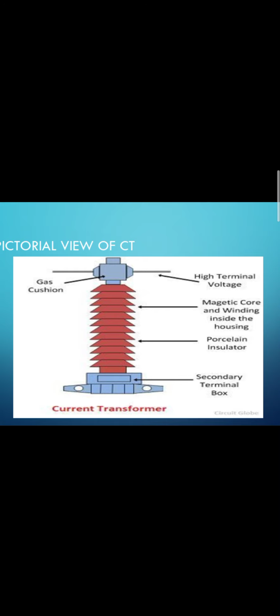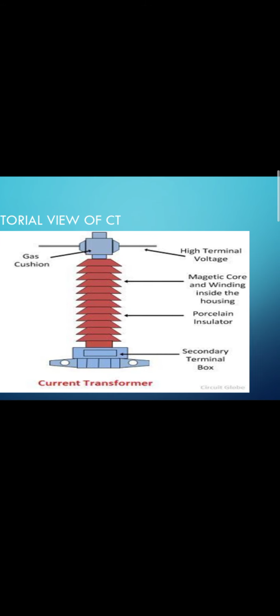You can clearly see from the diagram that if we start from the upper side, there is the high voltage terminal, and when we go below, there is the magnetic core and winding inside the housing. Then there is a porcelain insulator, and the last is the secondary terminal box. This is the basic diagram of the CT, that is current transformer.